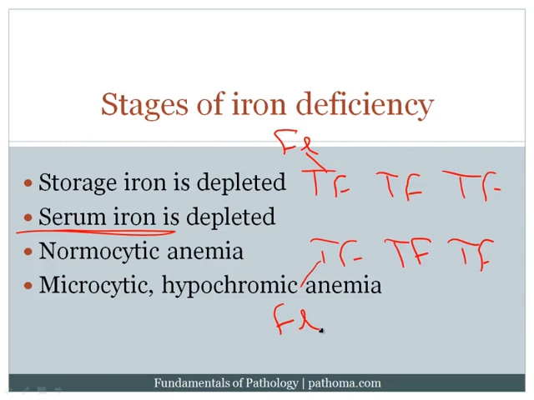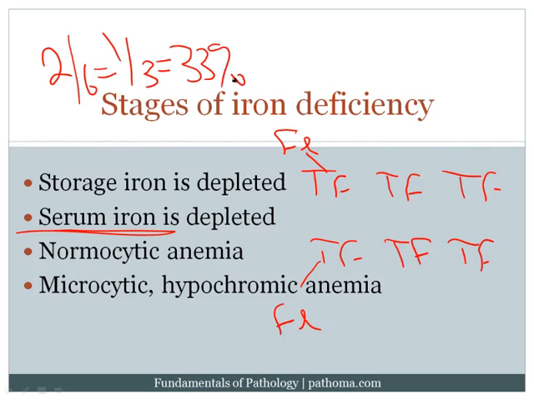Now if 1 out of every 3 is bound to iron, then what's the normal percent saturation? Well, in this particular case, we've got 2 molecules of iron and 6 molecules of transferrin. So the current saturation, I'm going to draw it up here in the left-hand side of your slide, is going to be 2/6, which really equals 1/3, which equals 33%, which is the normal percent saturation. All right, so the normal percent saturation is 33%. Now let's assume that the patient is becoming iron deficient and the serum iron is depleted.